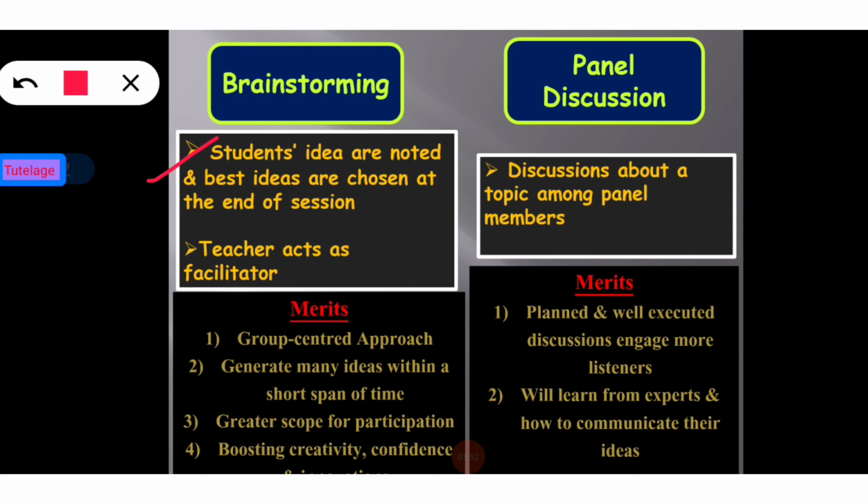So what do we mean by a brainstorming session? In the brainstorming session, ideas are noted on a board or on a paper, and at the end of the session the best ideas are chosen and similar ideas are clubbed together. I think this is clear, and in this brainstorming session, the teacher acts as a facilitator only. Now let's move on to some merits of the brainstorming teaching method.